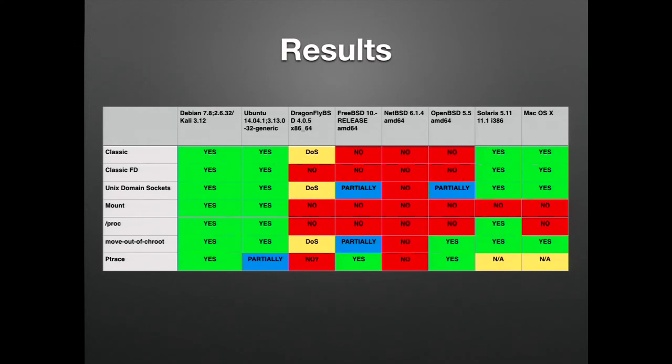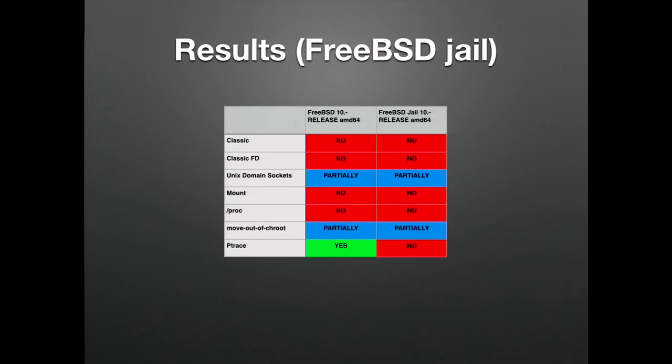Yeah, and that's basically the case. The ptrace is only implemented in a strange way on Solaris and Mac OS X, so I couldn't test it. And yeah, the mount is only working on Linux. That is strange again. Then the other table that we have here is the difference between the FreeBSD chroot and FreeBSD jail. The only difference is the ptrace. The ptrace is working on chroot, but it's not working in a jail because it's more restrictive. That's good news, I guess.